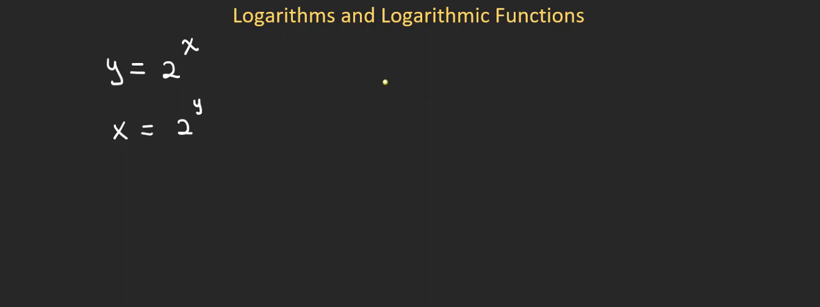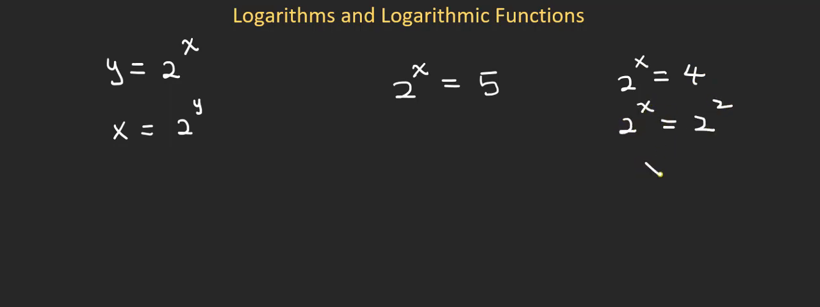Also, let's say you have an exponential equation, 2 to the x equals 5, and you want to solve for x. If it was 2 to the x equals 4, x is easy to solve because 2 to the x equals 2 squared, so we know that x equals 2. But in this case, it's not so simple. That's why we need logarithms.